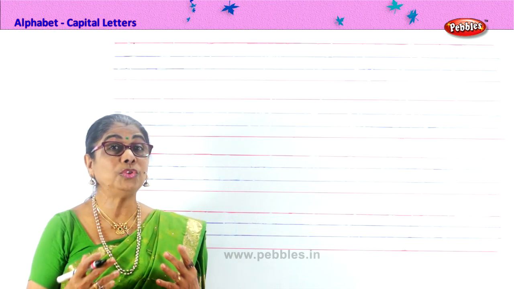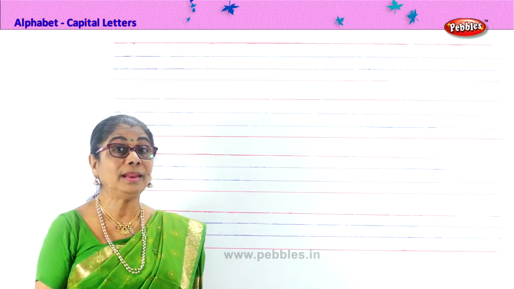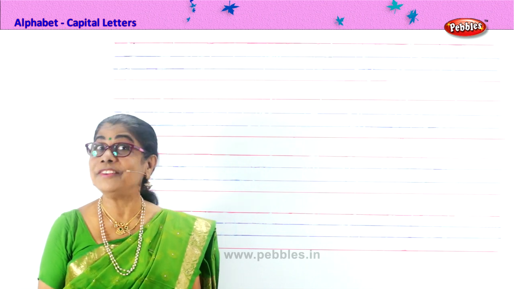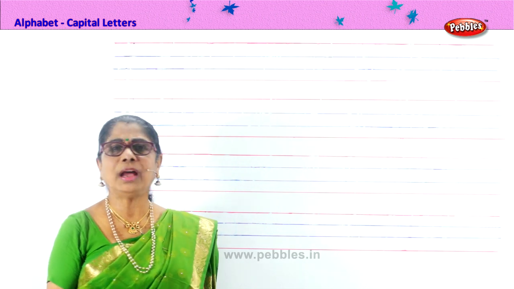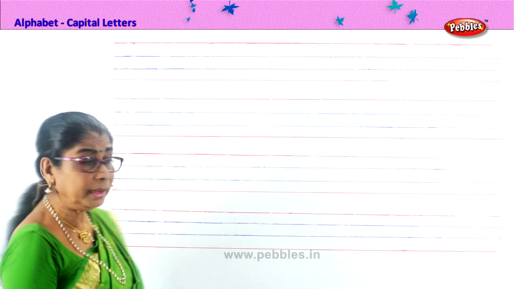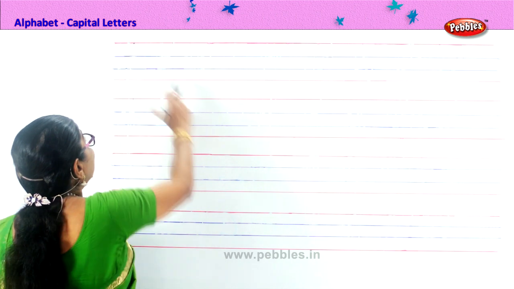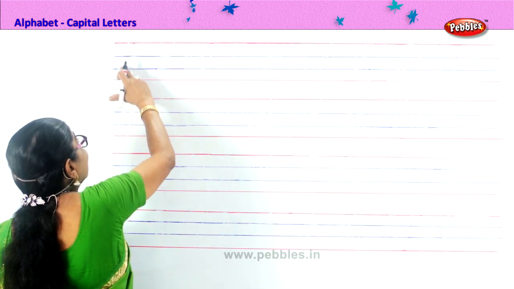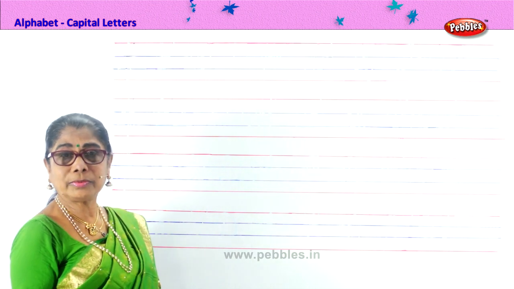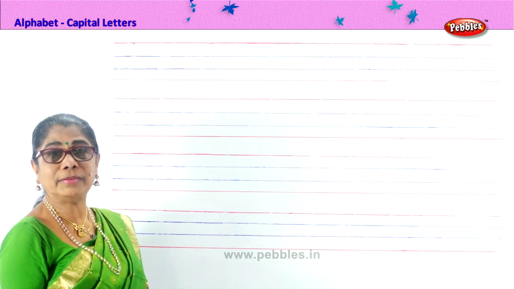Now we are going to learn to write capital R. What is the sound of R? R. Very good. Now the capital R stands on the blue line. Look, R, you begin from the red, go up and come down. All right? Something like P, but it will have a line.